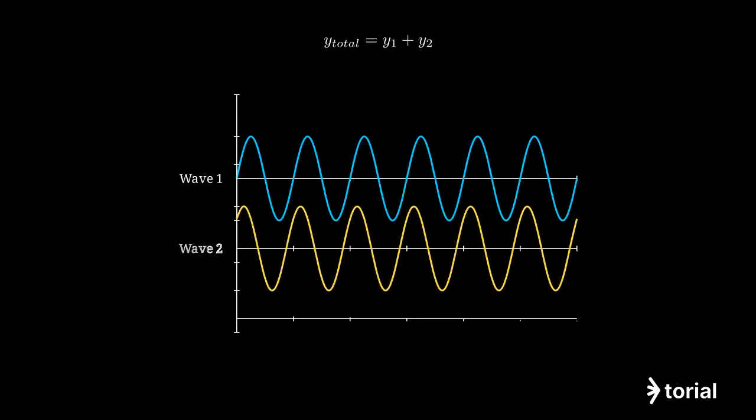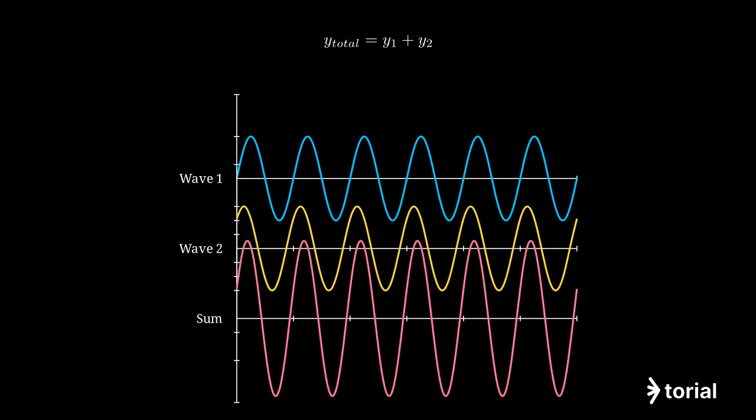Here are two waves, wave 1 in blue, wave 2 in yellow. When they overlap, they add together to create the pink wave shown at the bottom. When waves align perfectly, something special happens called constructive interference.